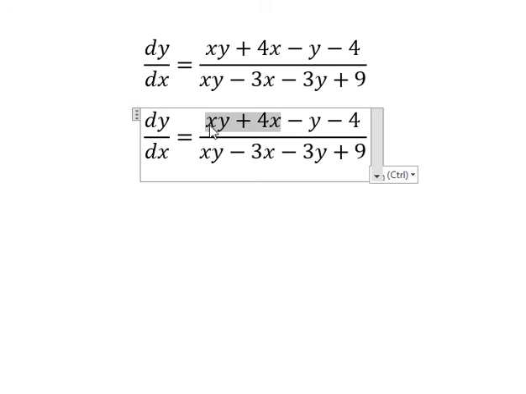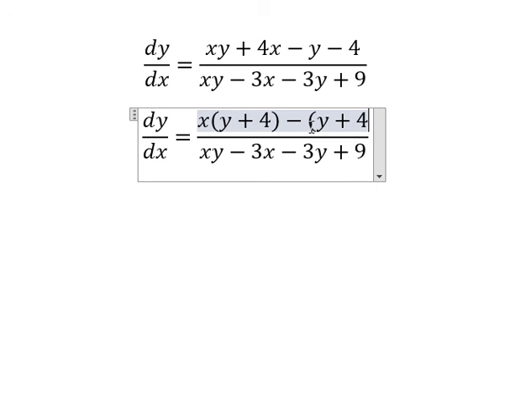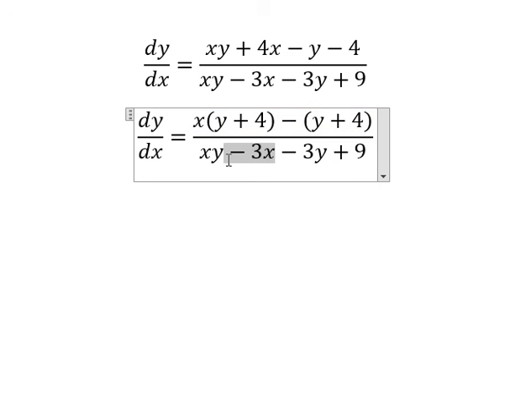About this one, we can do factorization by x. About this one, we can do another factorization by negative 1. About this one, we can do factorization by x. About this one, we can do another factorization by negative 3.